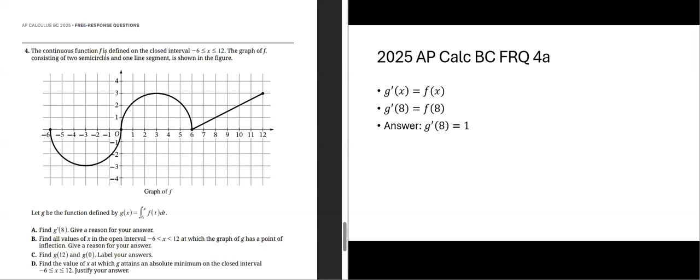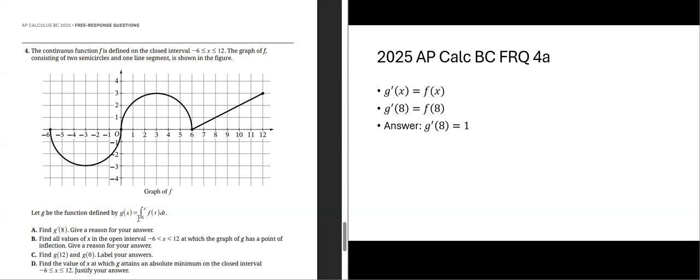The continuous function f is defined on the closed interval x is between -6 and 12. The graph of f consisting of two semicircles and one line segment is shown in the figure. So right here, okay? Let g be the function defined by g of x is the integral from 6 to x of f of t dt. Find g prime of 8, give a reason for your answer.